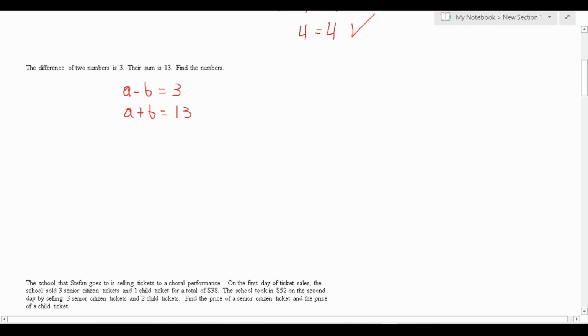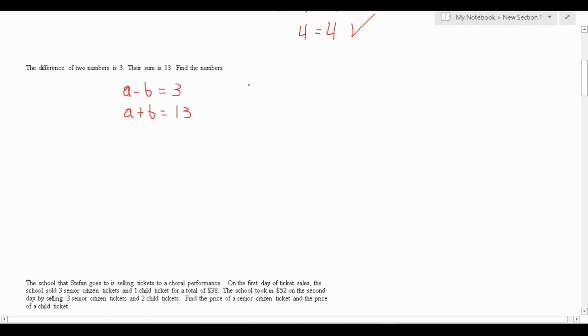In this case, I'm going to add this first equation to this second equation, which will prompt the variable b to drop out, or eliminate the variable b, and allow me to solve for a. And then using backfilling, I can solve for b. So let's go ahead and do that.